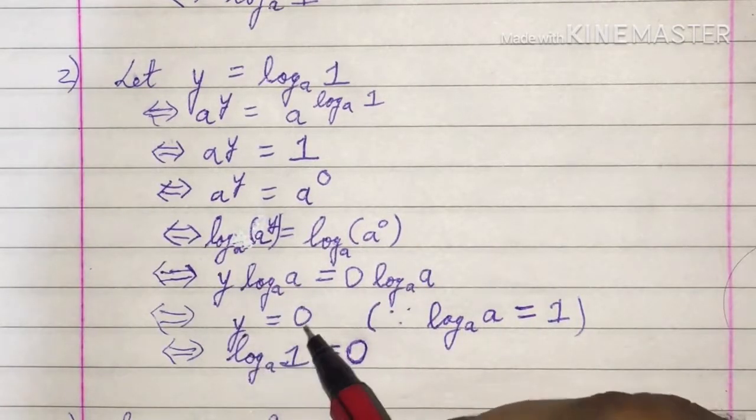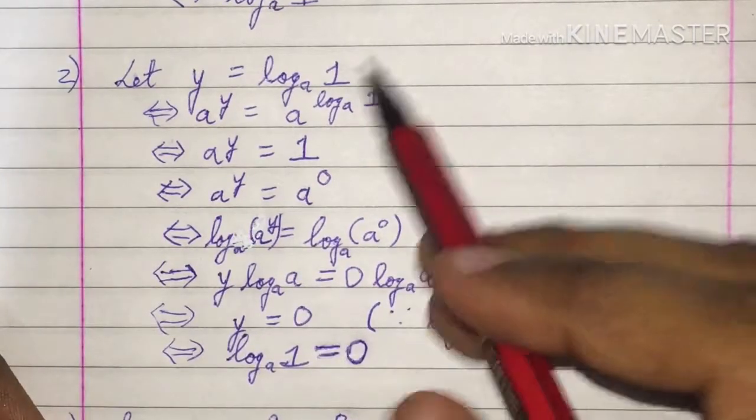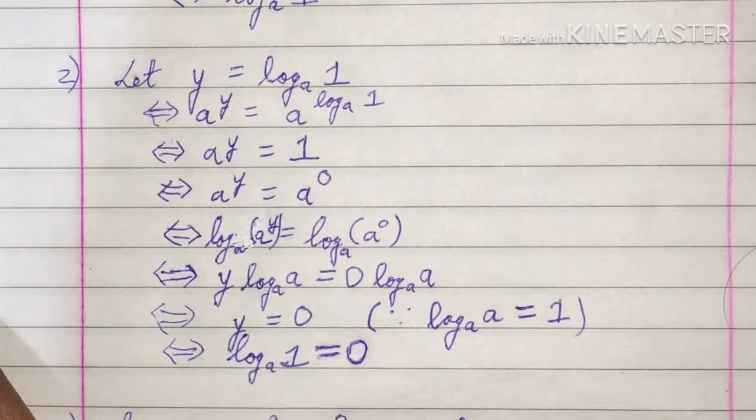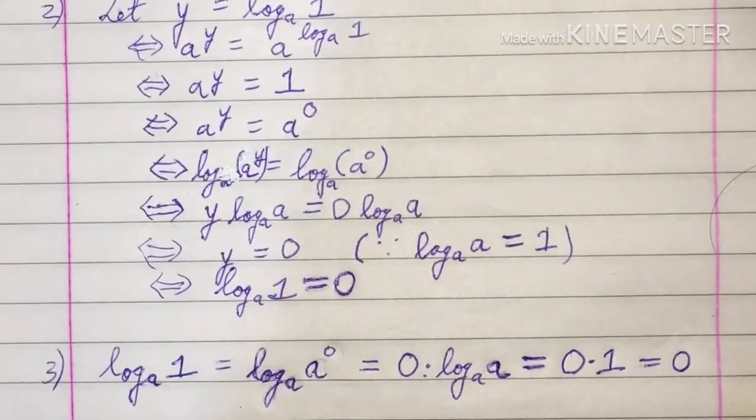So these two terms become 1. So we basically get y times 1 equal to 0 times 1. Hence we get y equal to 0. And since we took y as log to the base a of 1, we get log to the base a of 1 equal to 0.